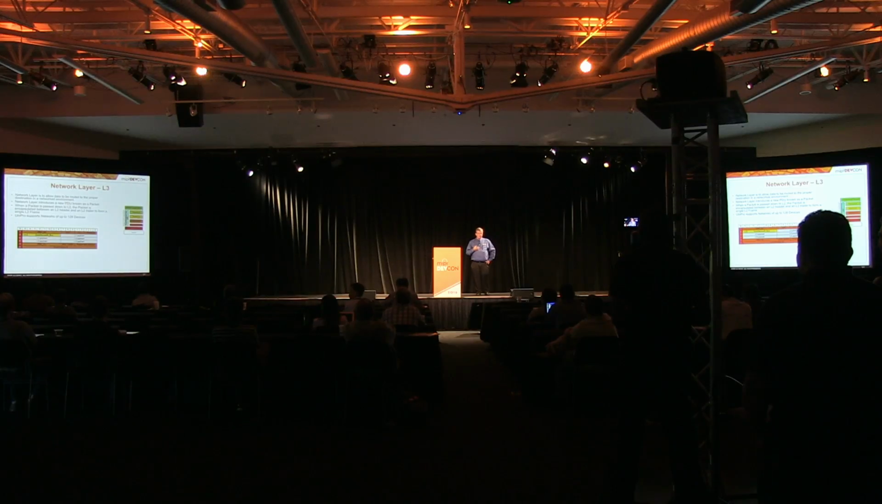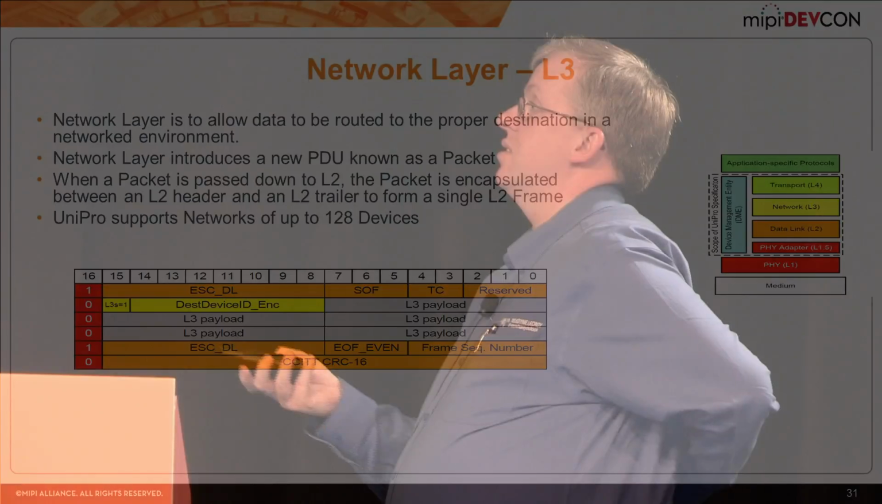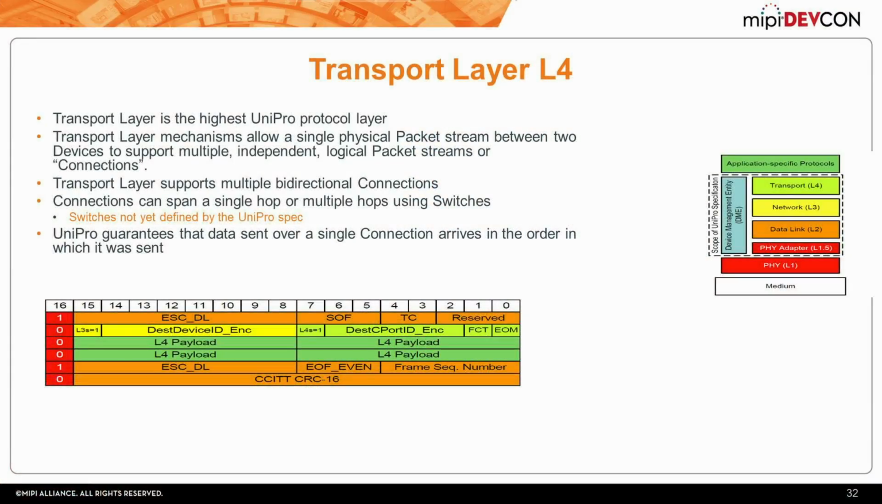The next layer up is the network layer. That's not really used too much at the moment in Unipro, but it has the concept of a packet, and the idea would be that you could route it across networks up to 128 devices. The next layer up is the transport layer. This is the highest layer that the Unipro spec defines, and that allows physical packets between two devices to go back and forth.